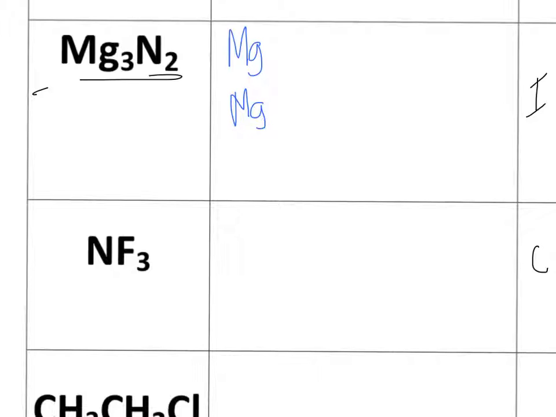Okay, so we have 3 magnesiums. And in our previous question, we knew that magnesium was in family 2, so it has 2 valence electrons. We have nitrogen, and we have 2 of them. And each nitrogen has 5 valence electrons because it is in family number 5.